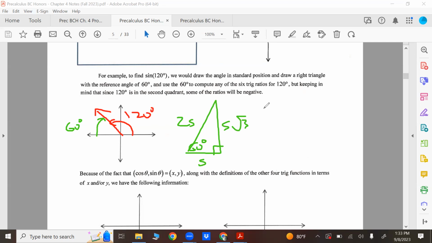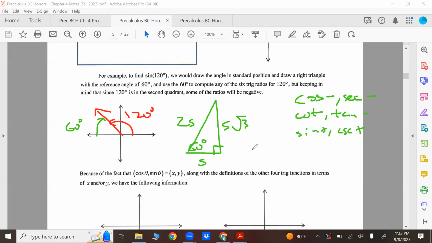you could just say, we know that cosine is going to be negative, as well as secant. Cotangent and tangent are both negative. Sine is positive and cosecant is also positive. The y coordinates are positive in the second quadrant, not x, right? So at this point, it's pretty easy.